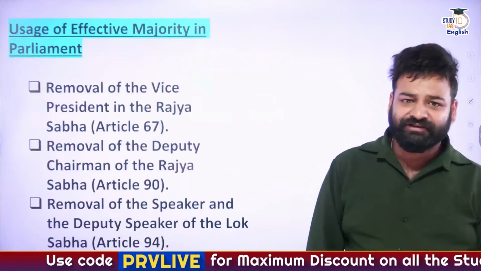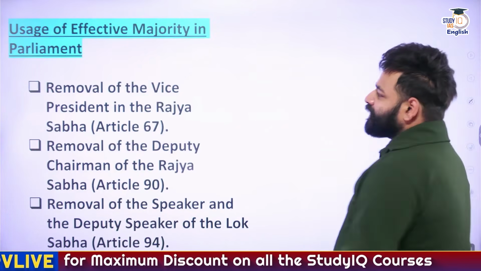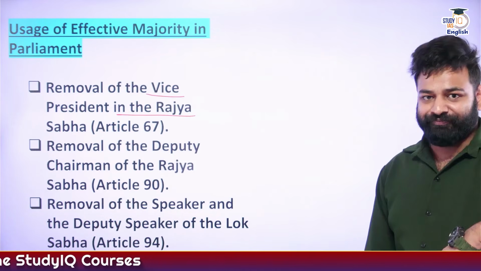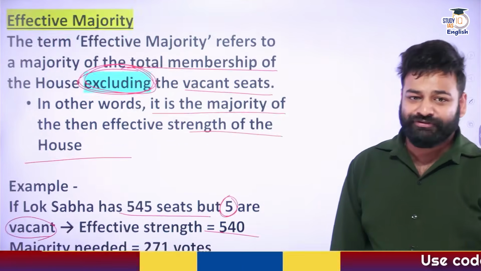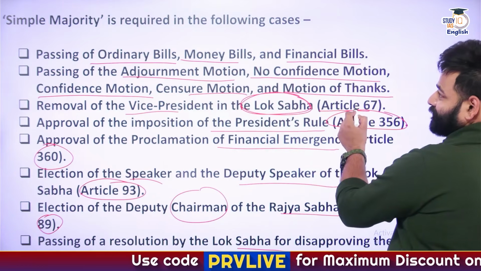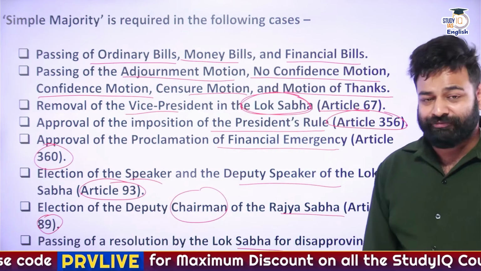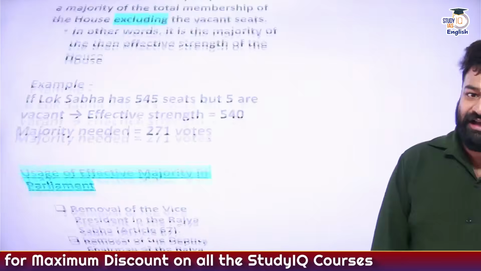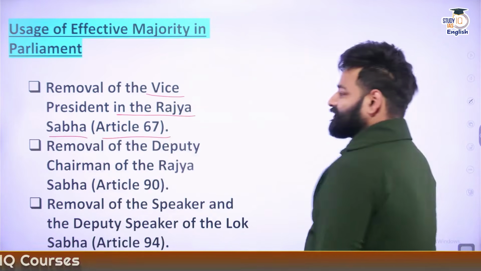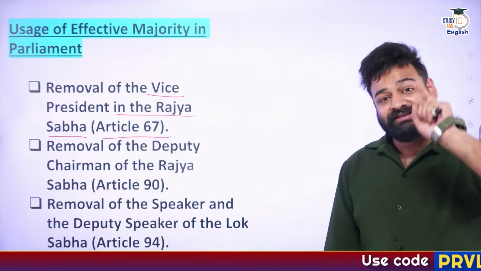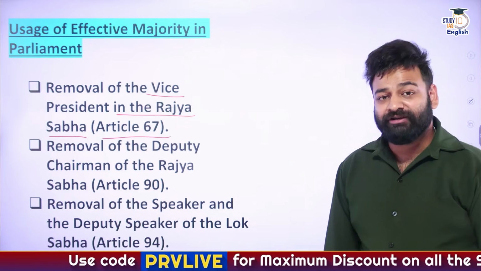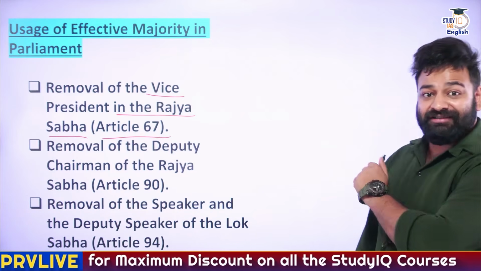Now the usage of effective majority: removal of the vice president in Rajya Sabha. Do not get confused. Removal of the vice president in Lok Sabha uses simple majority, while the effective majority is used for removal of the vice president in Rajya Sabha under Article 67. This is the difference. Simple majority is used in Lok Sabha, but effective majority in Rajya Sabha.